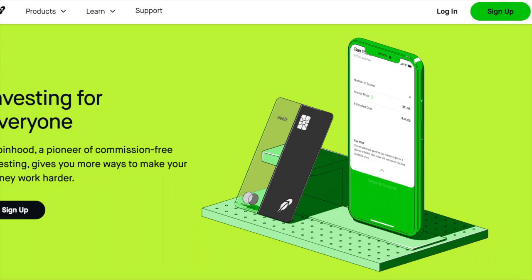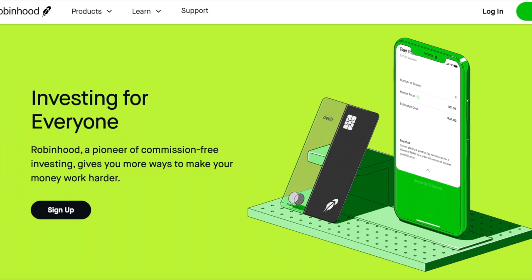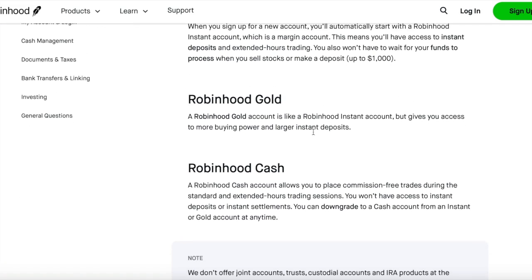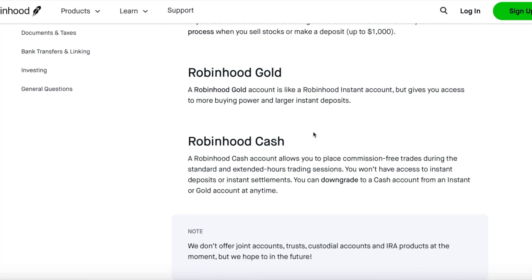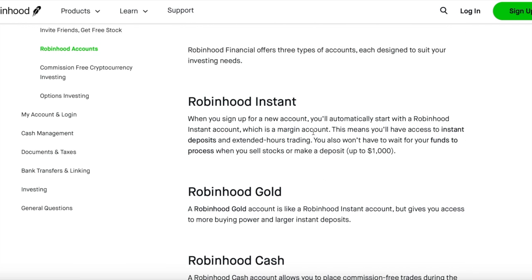If we specifically focus on Robinhood, which is what the vast majority of my audience uses as their primary trading platform, margin accounts are extremely popular and for good reason. If you head over to the Robinhood help page, it explains exactly why. Robinhood essentially offers 3 different account types. When you sign up for a new account, you get what's called a Robinhood Instant account, which in fact is a margin account by default.